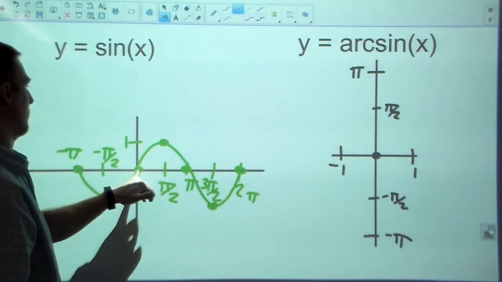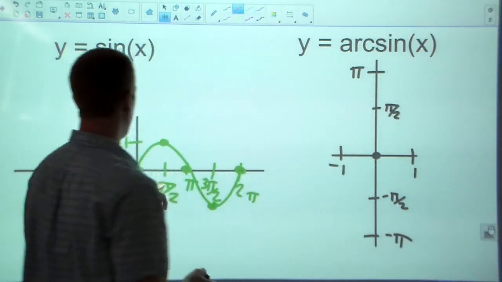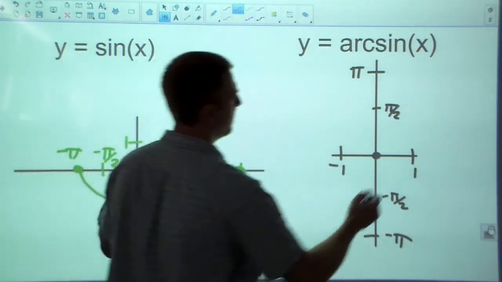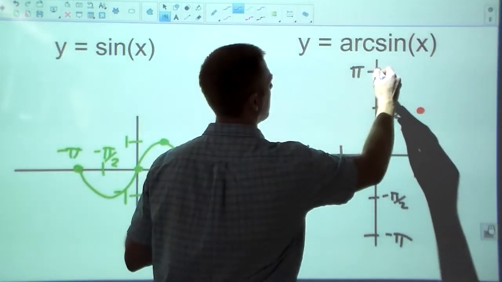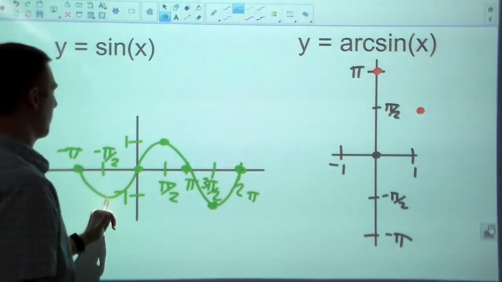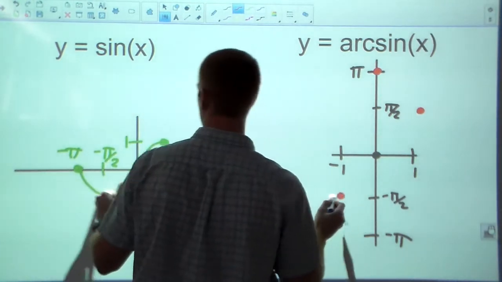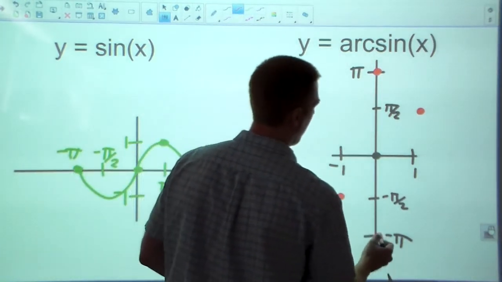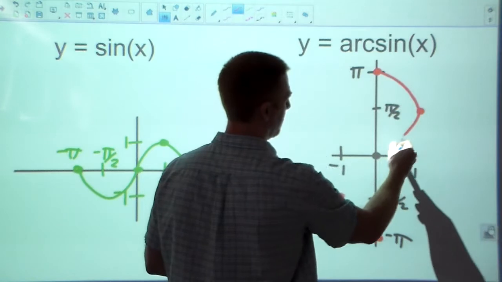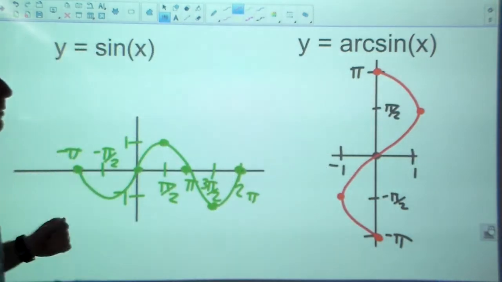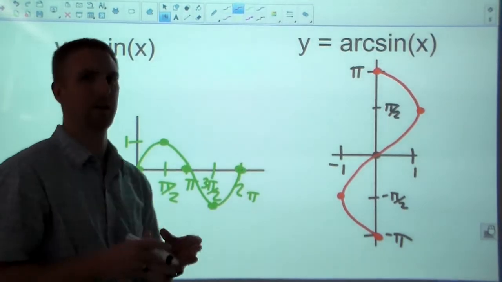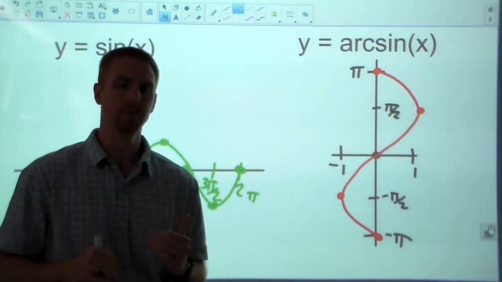All right, so let's put some points on. 0, 0 is on there. Pi over 2 is going to be a 1. Pi is back to 0. Negative pi over 2 is at -1. Negative pi is back to 0. So for now, I'm going to just fill this in. But it's not going to pass the vertical line test. So we have to settle in on where we're going to cut this thing off.